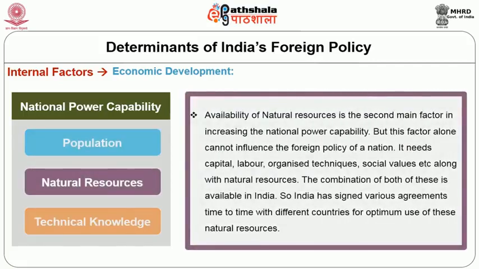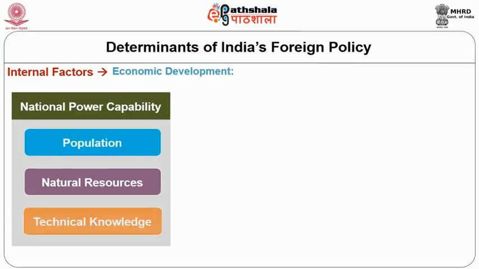Availability of natural resources is the second main factor in increasing the national power capability. But this factor alone cannot influence the foreign policy of a nation. It needs capital, labor, organized techniques, social values, etc., along with natural resources. The combination of both of these is available in India. So India has signed various agreements from time to time with different countries for optimum use of these natural resources.